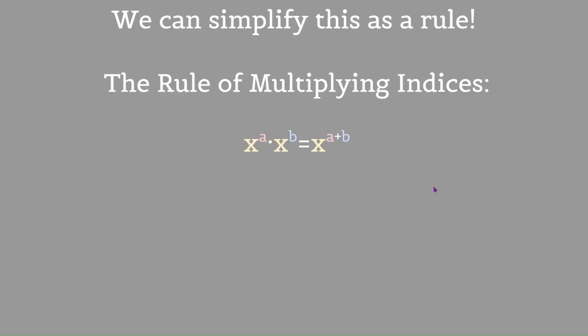So this is the rule of multiplying indices. X to the power of a times x to the power of b equals x to the power of a plus b.